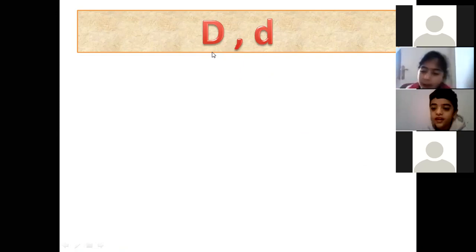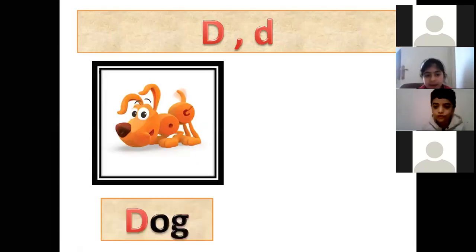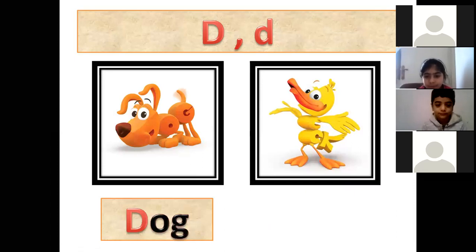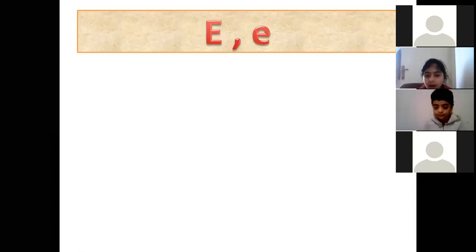What about this one, Yusuf? What's this letter? Yes, what is it? D. D, very good. Uppercase D and lowercase D. What's the sound of this letter? D, D, very good. D for? Dog. And D for? Duck. Good job.